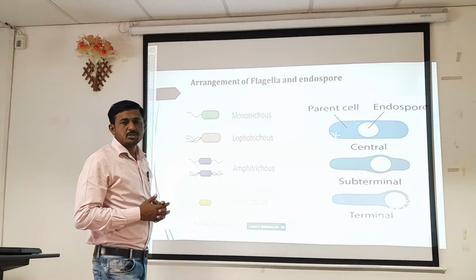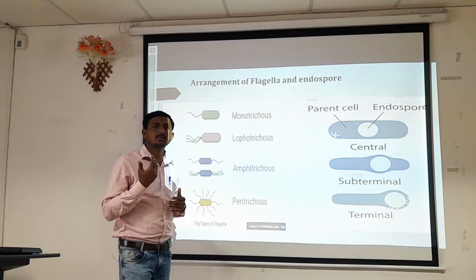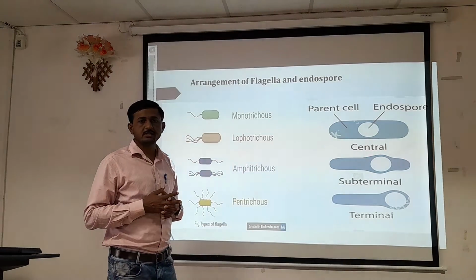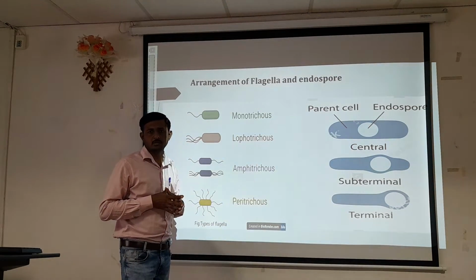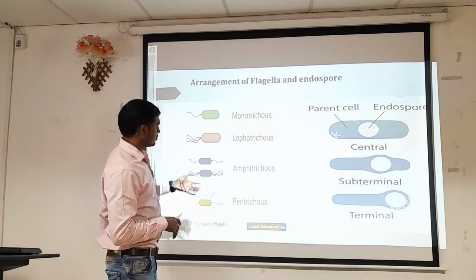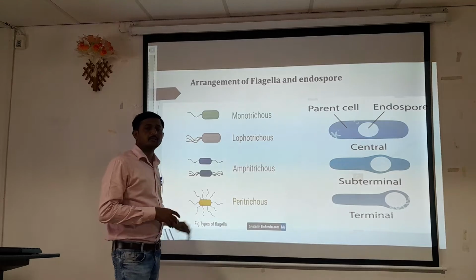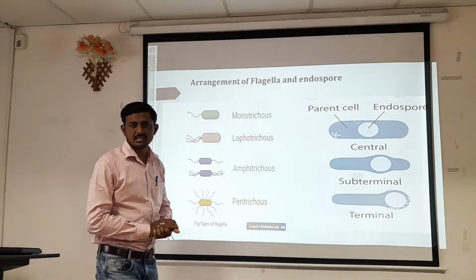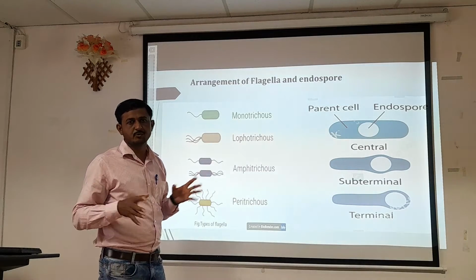Apart from those morphological characteristics, organisms also possess other characteristics inside their cells. So we also have to report those characteristics with the help of different staining techniques. With the help of flagella staining, we can observe whether the bacterial cell possesses flagella, and also the arrangement of flagella at different positions.